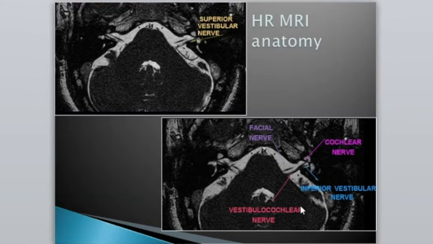In this sequence, not only can we see the nerves, but we can also see the inner ear structures, which include the cochlea, the vestibule, and semicircular canals. So we have a good idea of what's going on in the 7th, 8th nerve complexes.